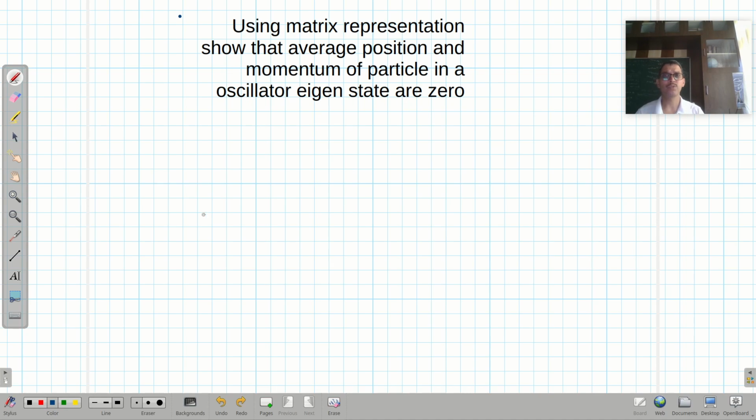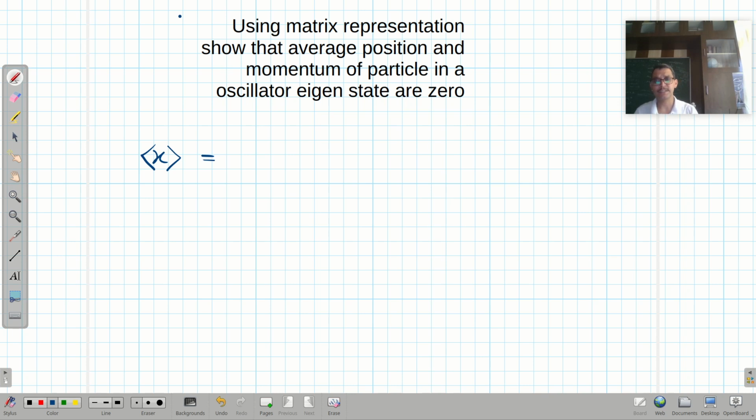So today I'm going to discuss that using matrix representation we have to show that the average position and average momentum of the particle in the oscillator are zero. So what is the meaning of average position? Average position means its expectation value. So let me start with the expectation value of the position. So this is the expectation value of the position, and this can be written like this.